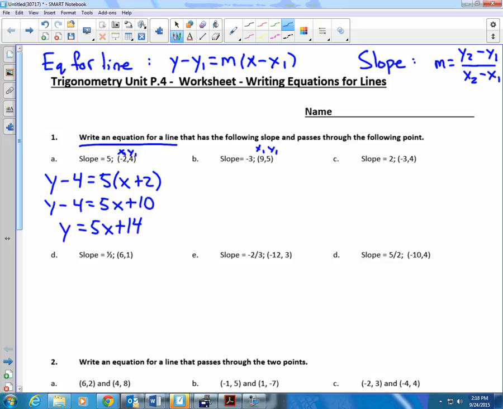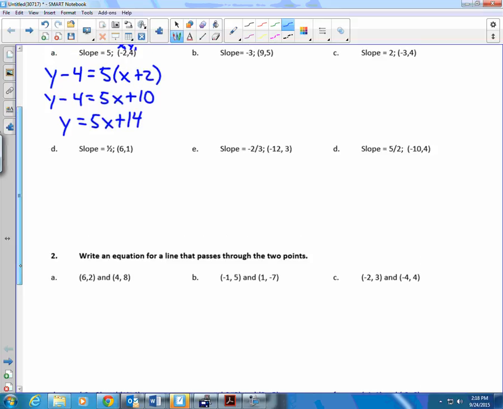X1, Y1. Y minus what? Oh, let's do a fraction one, okay? We'll do a fraction one. That one's easy. Let's try this one over here. This one's marked D. It should be F. Okay? Y minus what? 4 equals 5 over 2 times x plus 10.